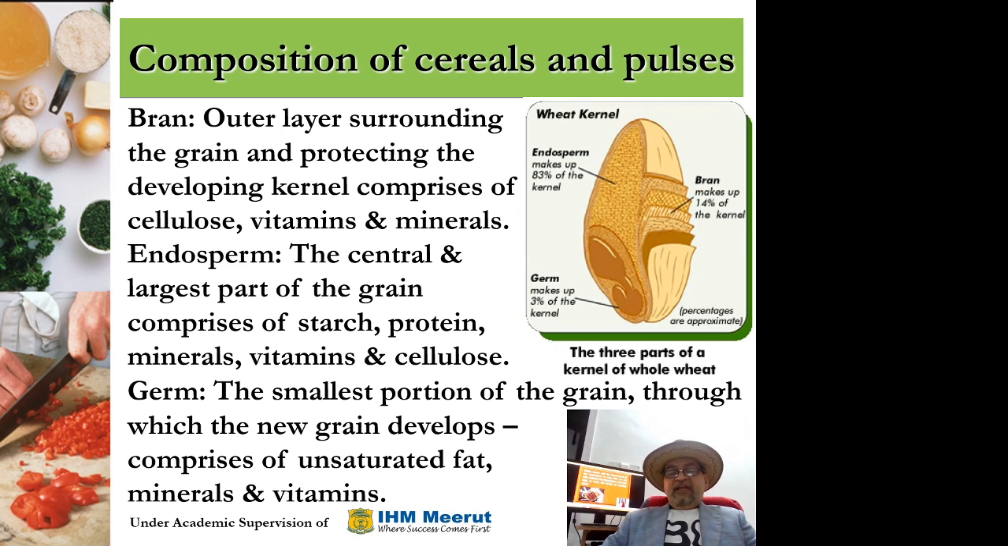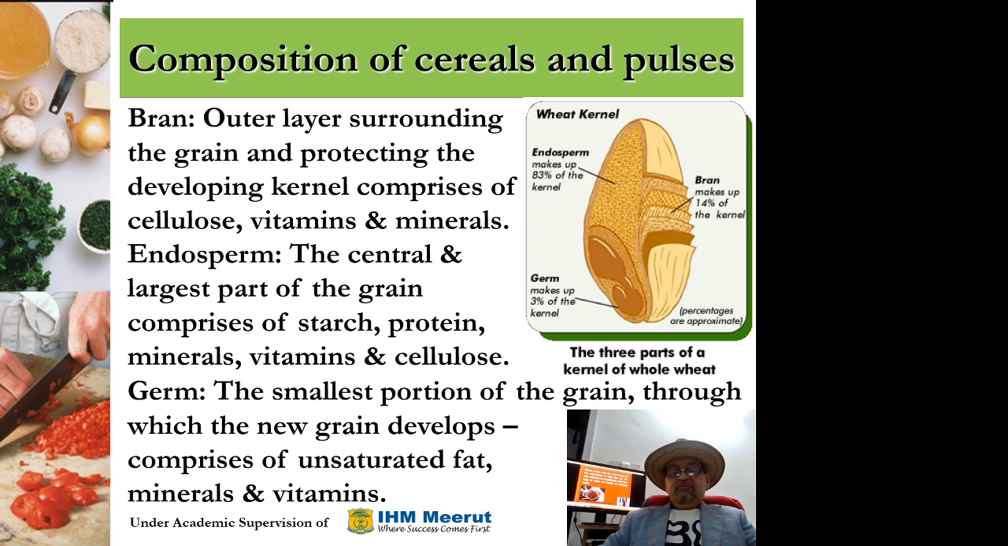After bran is endosperm. Endosperm is the central and largest part of the grain. It comprises of starch, protein, minerals, vitamins, and cellulose. Endosperm makes up 83% of the kernel. So 14 plus 83 is 97. And the remaining 3% is by germ.